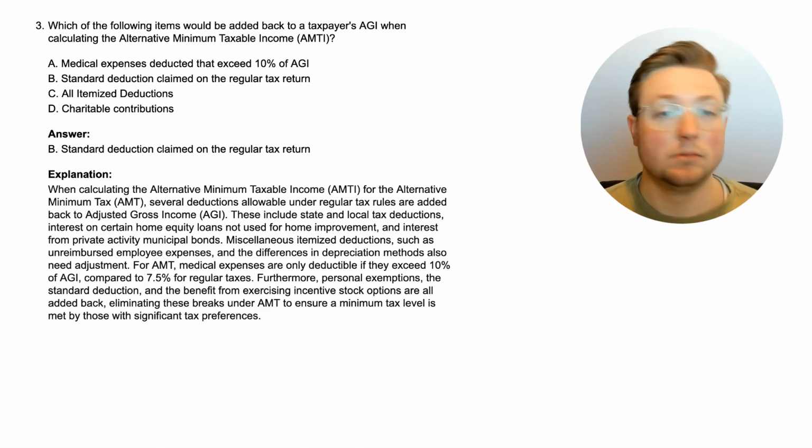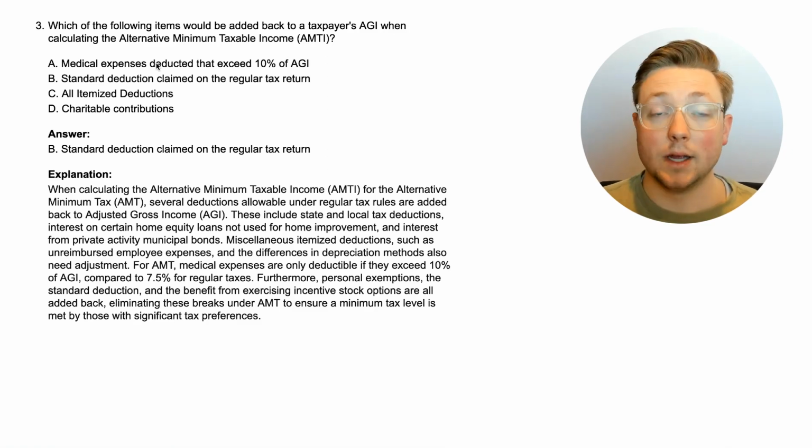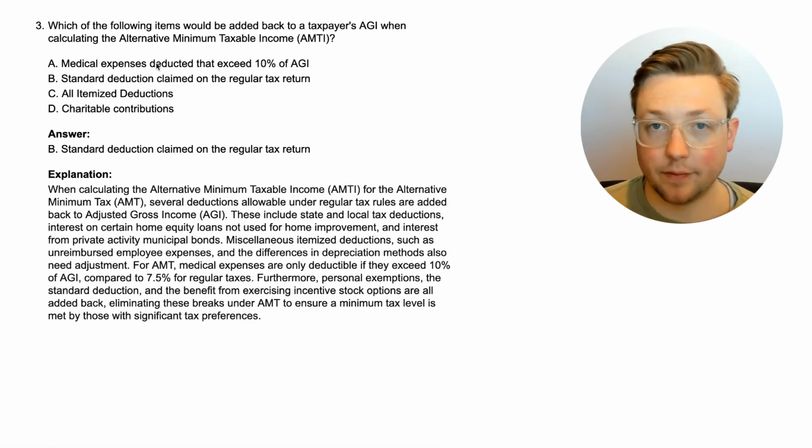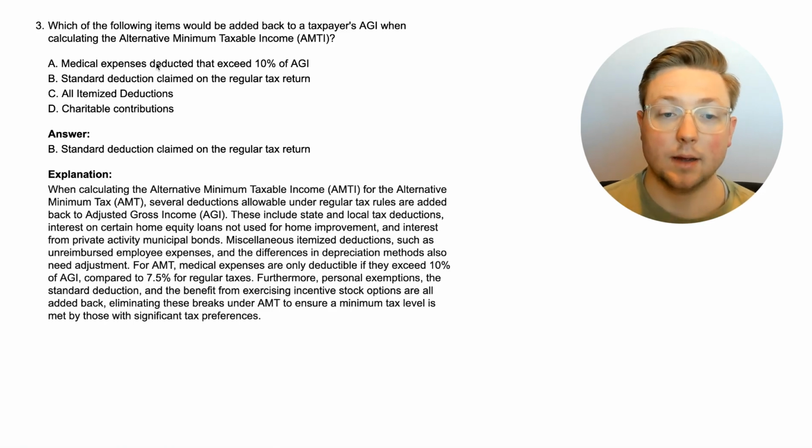So the standard deduction, added back. You don't add back all itemized deductions, just a few specific ones. Charitable contributions are okay. You don't need to add them back because they are an okay deduction under AMT. And then again, medical expenses also are okay if they exceed 10% of AGI instead of the 7.5% that is typical for normal taxes. But again, these are all the items that are added back to AGI so that you can then calculate AMTI. Let's go ahead and go to the next question.